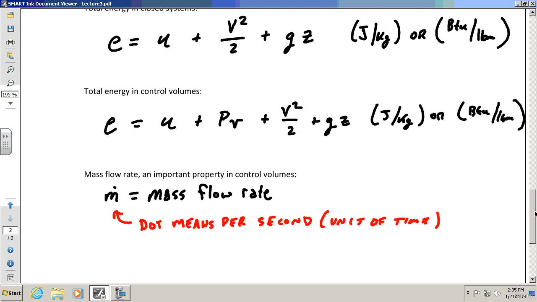Now the mass flow rate, by the way, can also be expressed as equal to the volume flow rate times the density. This may be helpful for your homework for those of you who have not finished it. The mass flow rate is equal to the volume flow rate, V dot, times the density. And again, V dot is the volume flow rate.